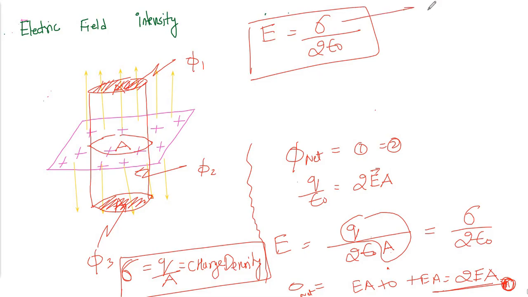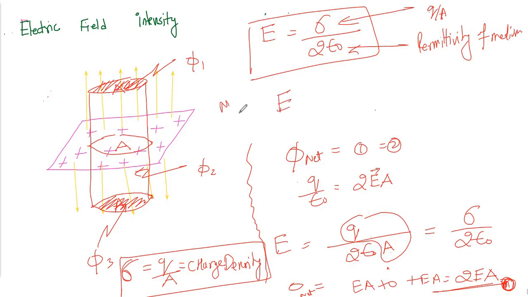What is sigma? Sigma is Q by area, charge per unit area. And what is epsilon naught? It is the permittivity of the medium, whatever medium you are working in. Here it is air.